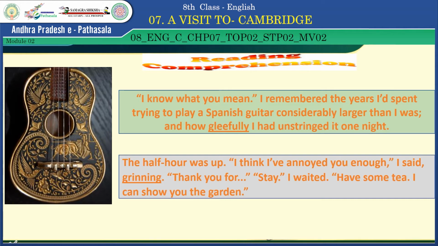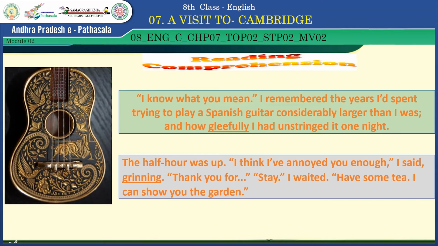Children, Hawking gives out a reason for his statement. He says that he tried to play a Spanish guitar and spent a good number of years learning it, but finally he couldn't do it. And one night, in a very happy manner, he unstrung his guitar, and the half hour given to him was up. Then the writer said, in a smiling manner, that he had irritated him by his questions. But Hawking, in a very welcoming way, thanked him and asked him to stay for some time and have some tea so that he could show him his garden.